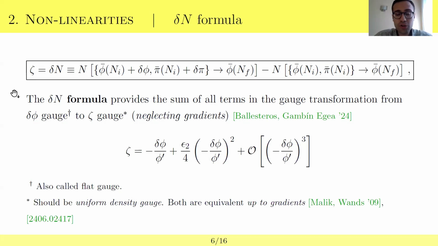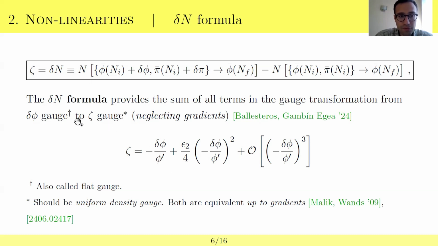From a more technical point of view, this formula is nothing but a change of gauge from the zeta gauge, in which the single scalar degree of freedom of single field inflation is placed in the metric sector, as a curvature fluctuation, to the delta phi gauge, in which this degree of freedom is placed in the matter sector as an inflaton perturbation.